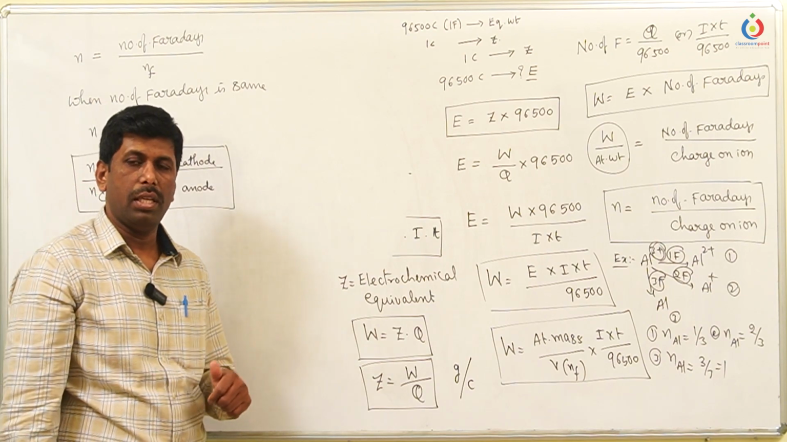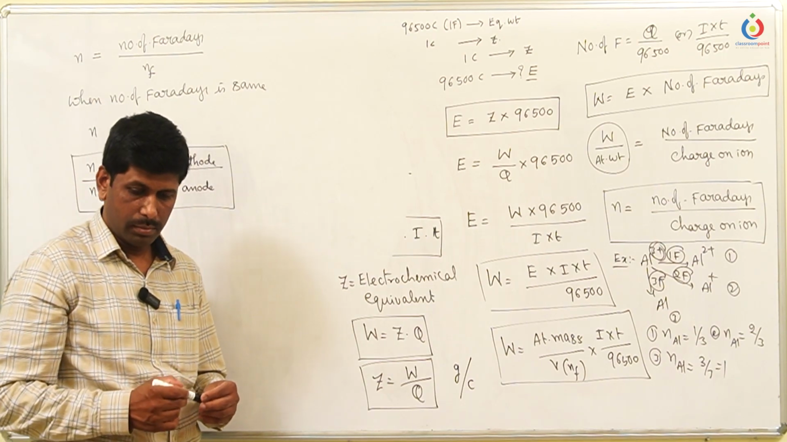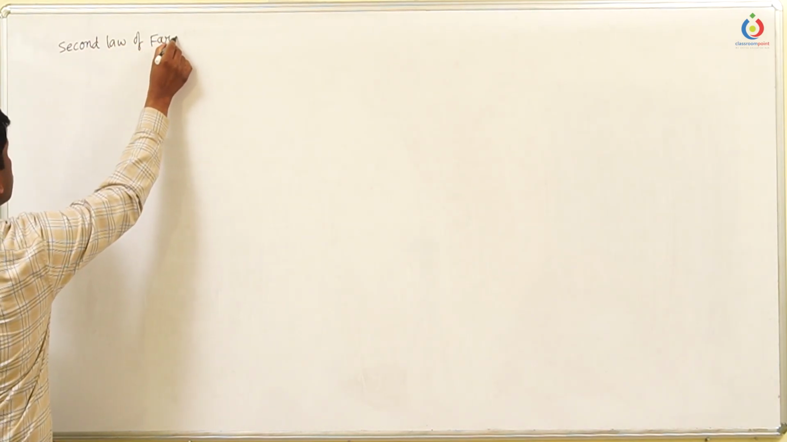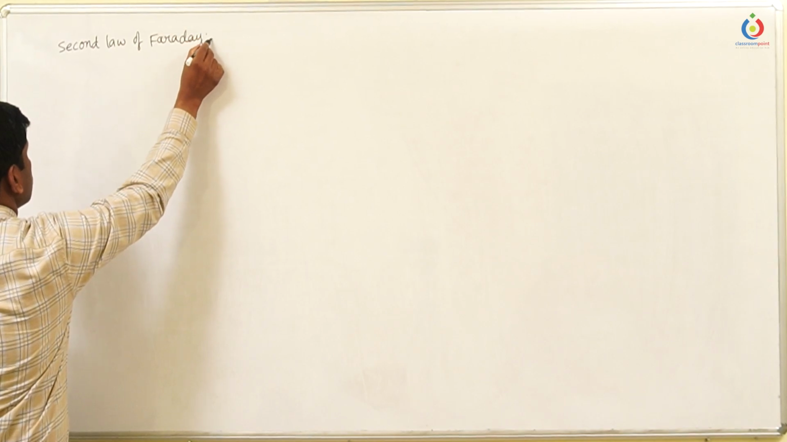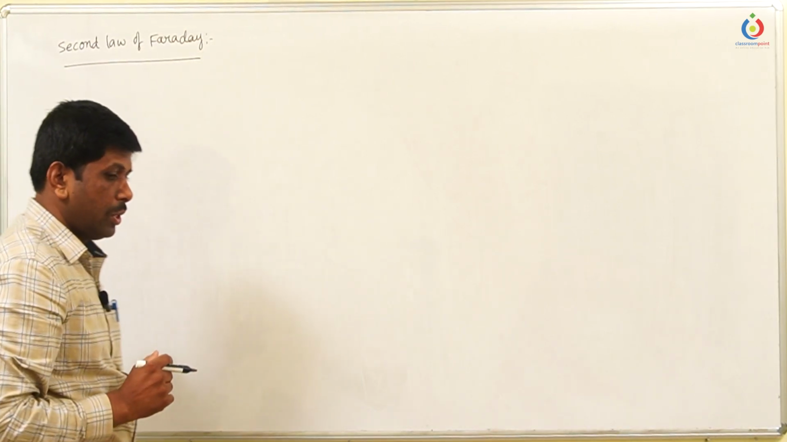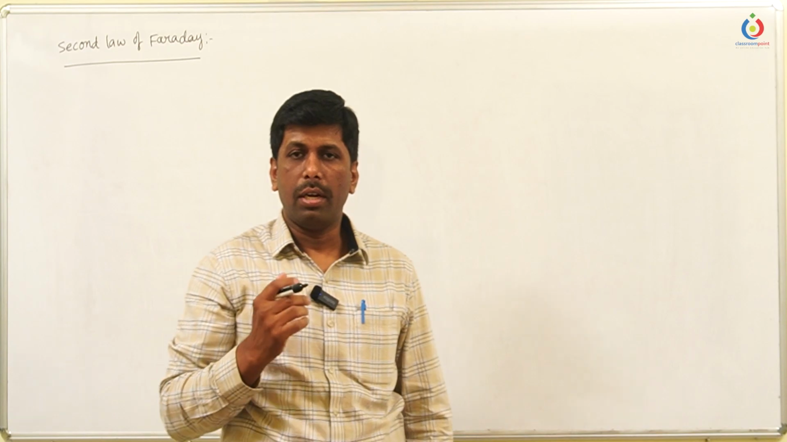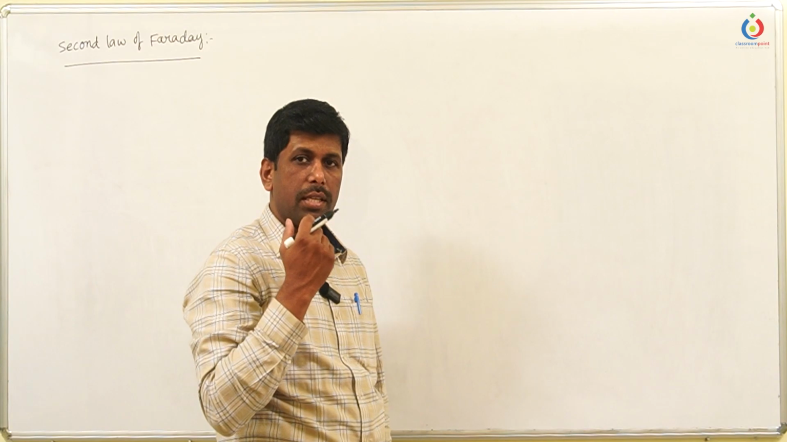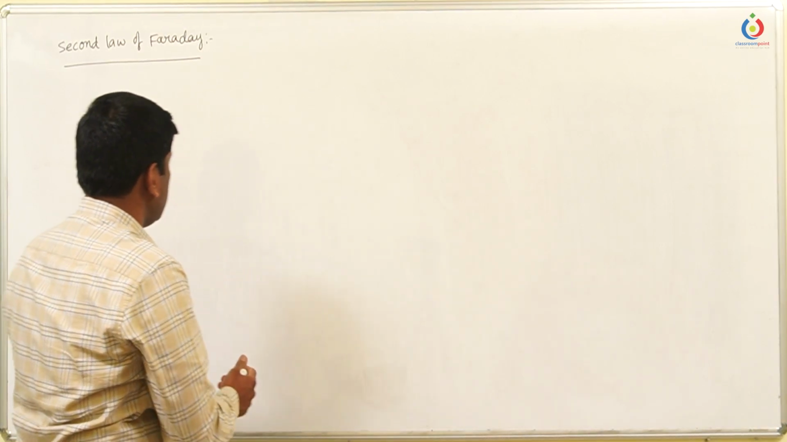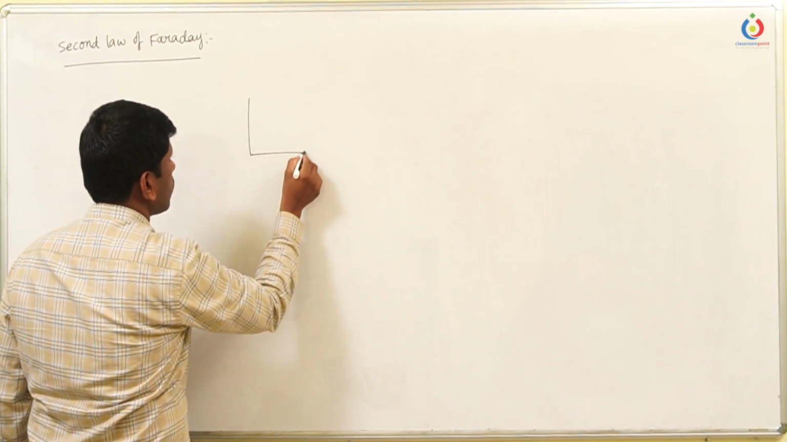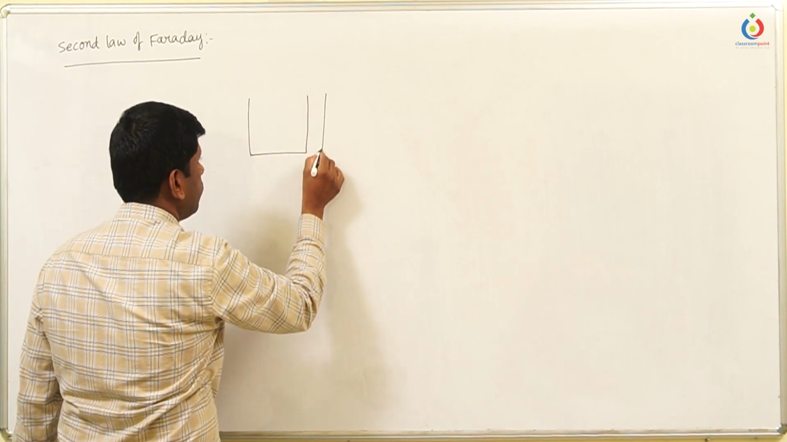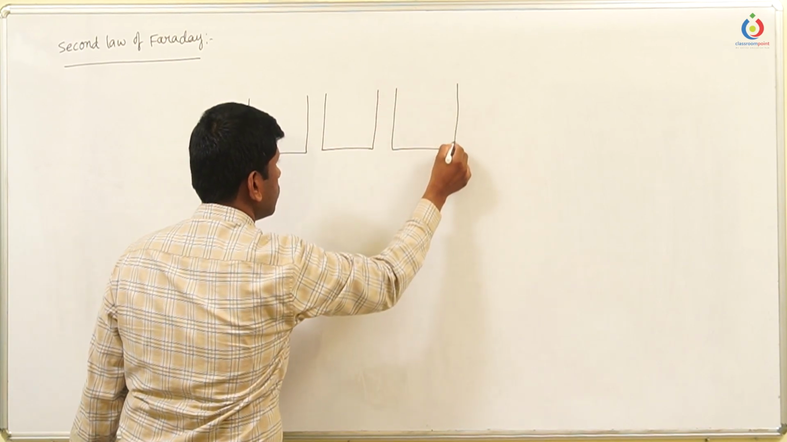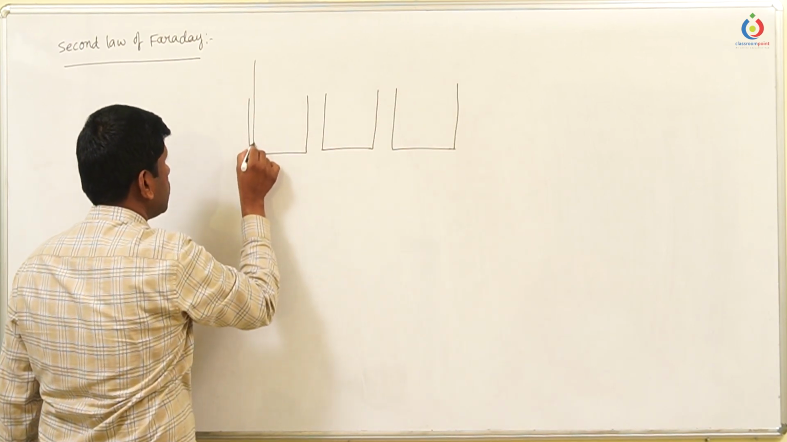So now let us see Faraday's second law. In the first law of Faraday, only one electrolytic cell is taken. In the case of the second law of Faraday, we take a series of electrolytic cells. Let us see here. Three different electrolytic cells I am taking, and electrodes are placed like this.